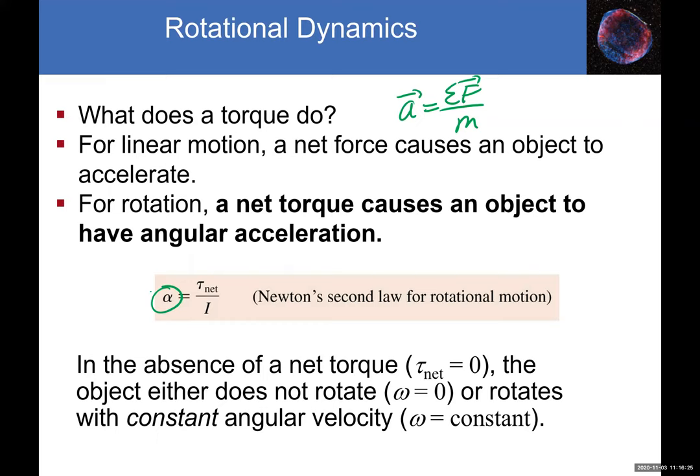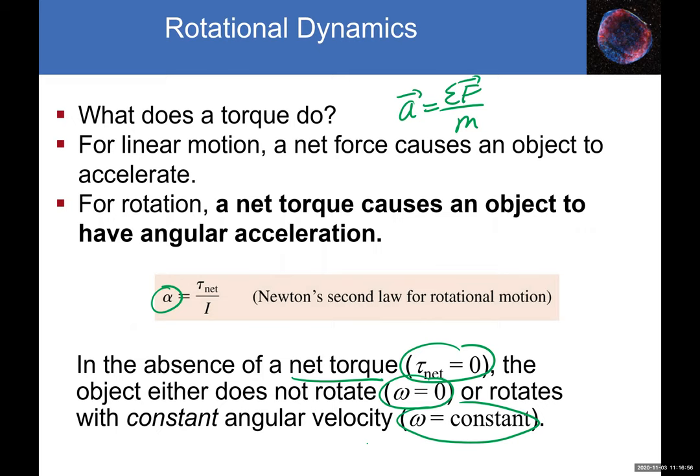So this is Newton's second law for rotational motion. It means that there is alpha only when there is a non-zero net torque acting on an object that has a moment of inertia I. Right, in the absence of net torque, where the net torque is zero, the object either does not rotate, which is static equilibrium, or rotates with a constant angular velocity omega, which is uniform motion. That means you have static equilibrium or dynamic equilibrium.